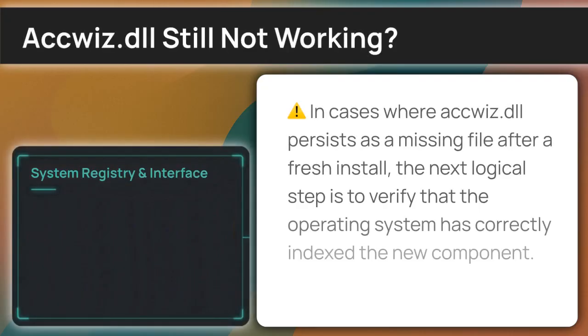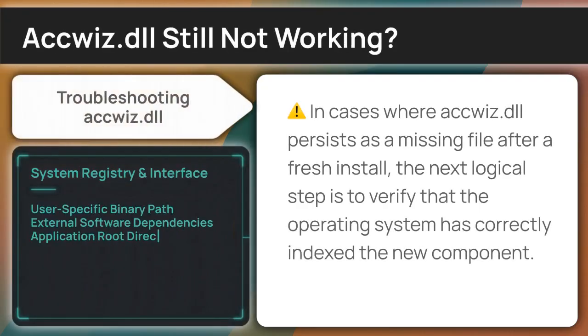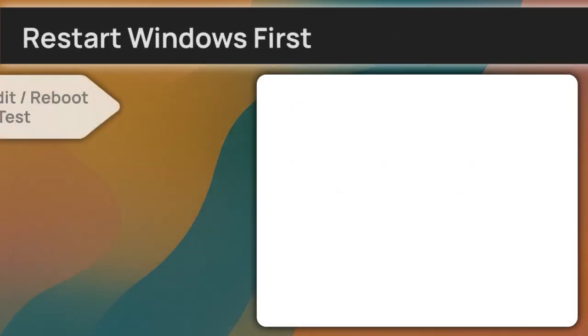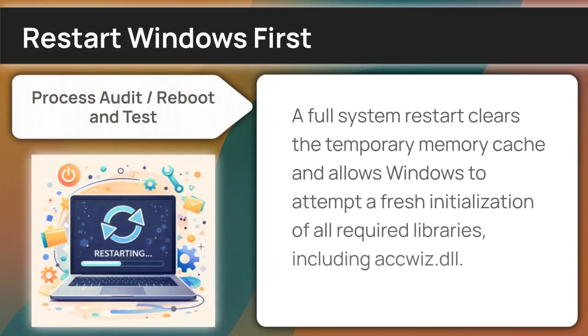In the event the error remains visible, it indicates we need to verify the environment's ability to register new shared resources. A full system restart ensures that no background processes are currently locking the Accwiz library file. A fresh boot allows Windows to reinitialize its library map from a clean state.